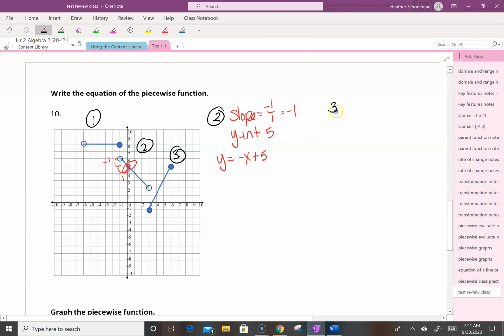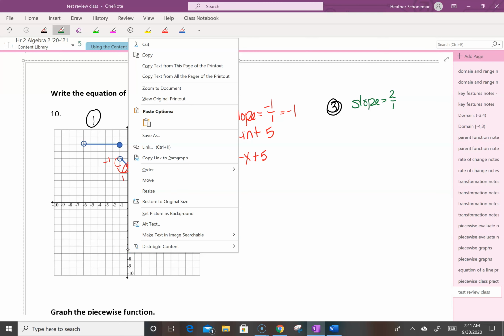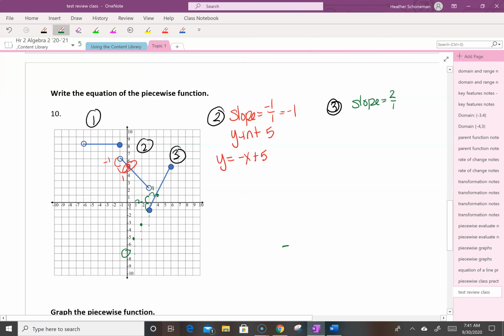On the third one, I can always count my slope. I start on the left and go to an intersection point. So I go up 2, right 1. So my slope is 2 over 1. The y-intercept isn't given, but I can find it. The opposite of going up and to the right is going down 2 and to the left. Not there yet. Keep going. Down 2 and to the left. Not there. Down 2 and to the left. Now we've got it. Okay, so my y-intercept is at 7, so my equation is y equals 2x plus 7.